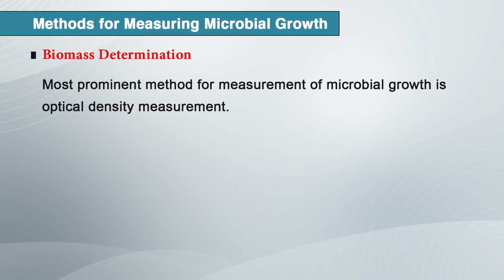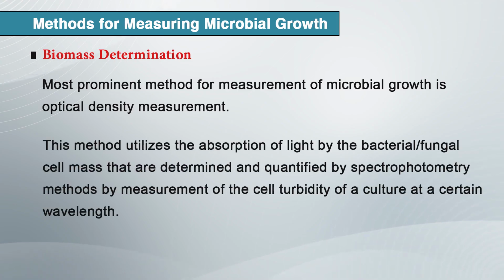Most prominent method for measurement of microbial growth is optical density method. This method utilizes the absorption of light by a bacterial or fungal cell mass that is determined and quantified by spectrophotometric method by the measurement of the cell turbidity of a culture at a certain wavelength. Especially for the bacterial cell, we go for 600 nanometer. For fungal cells, we go for 400 to 420 nanometers, that is called the lambda max.